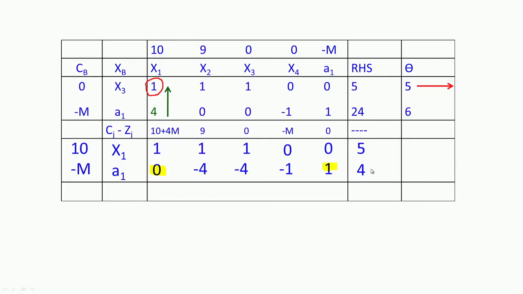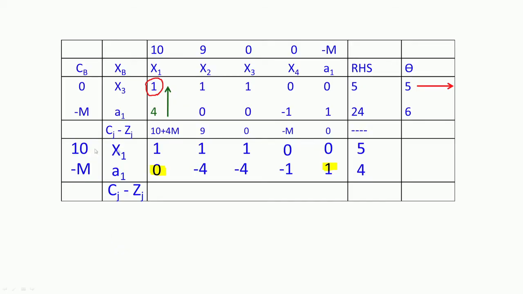Now, we want to check whether this solution is the best solution. To do that, we have to find out whether there is a variable that can come into the solution, for which we have to find out the values of Cj minus Zj.